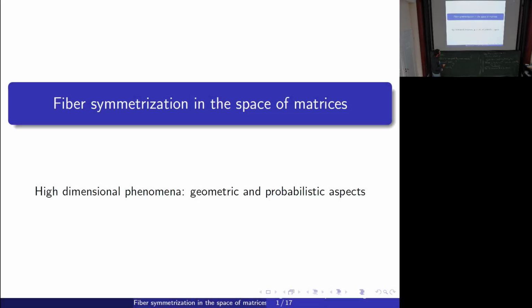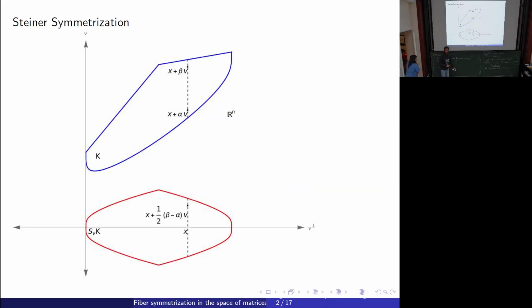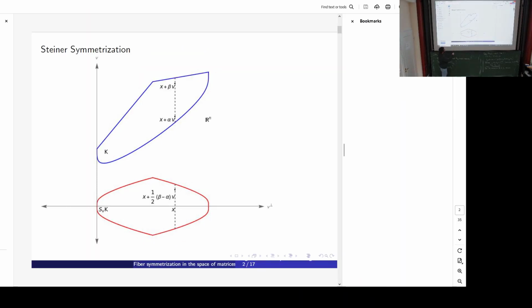Okay, so I'm starting with Steiner symmetrization, which is what I think you all know. It is the process of creating a convex body. This one, S.